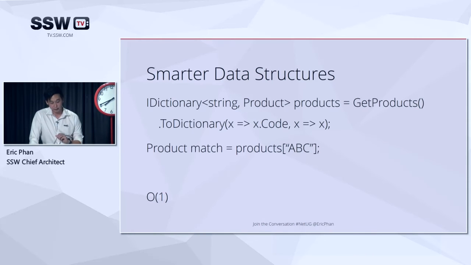Again, it's very similar to SQL indexes. It's like having ABC on the table of contents, and it can grab that data straight away rather than having to go one by one through the list. So just be smart about how your data is getting accessed.